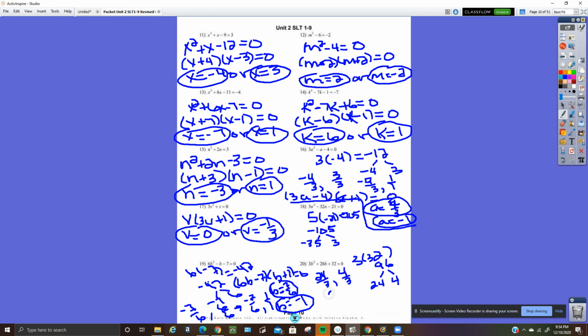Which is 8 over 1, and 4 over 3 doesn't simplify, so b plus 8, and 3b plus 4. So b equals negative 8, or b is negative 4/3.